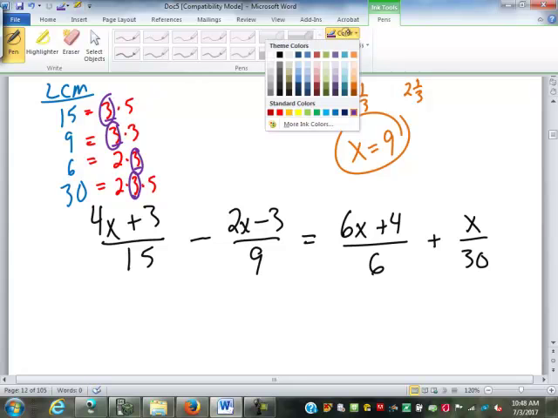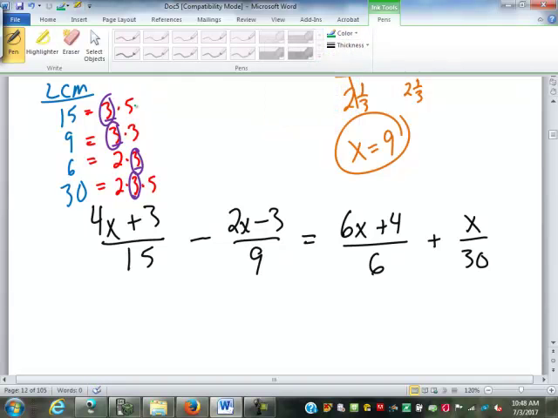Get it done with. So, this top one has a 5, right? Does this one have a 5? Nope, we're going to give it a 5. Does this one have a 5? Nope, we're going to give it a 5. Does this one have a 5, doesn't it? So the 5s are taken care of.